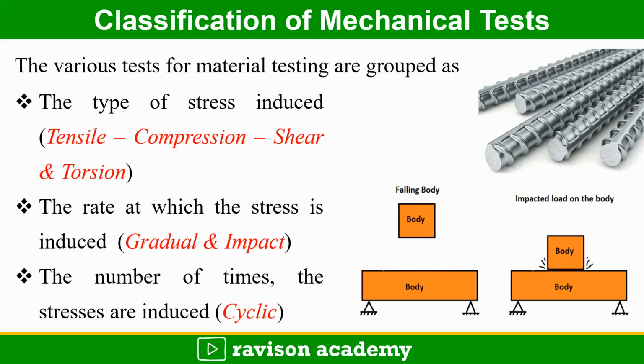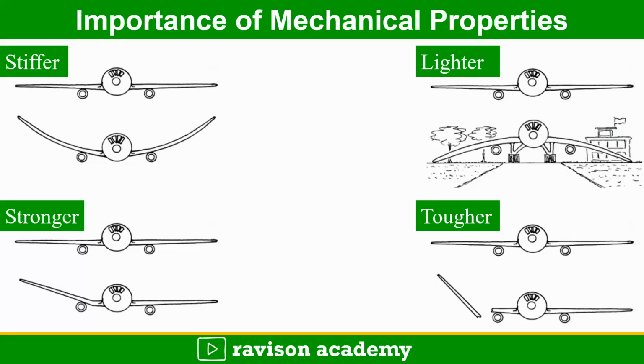Second one, the rate at which the stress is induced. We can induce the stress gradually or we can induce the stress suddenly. When the stress is induced suddenly, it is called impact stress or impact load. Then third one, the number of times the stresses are induced, that is cyclic stress in the case of fatigue.